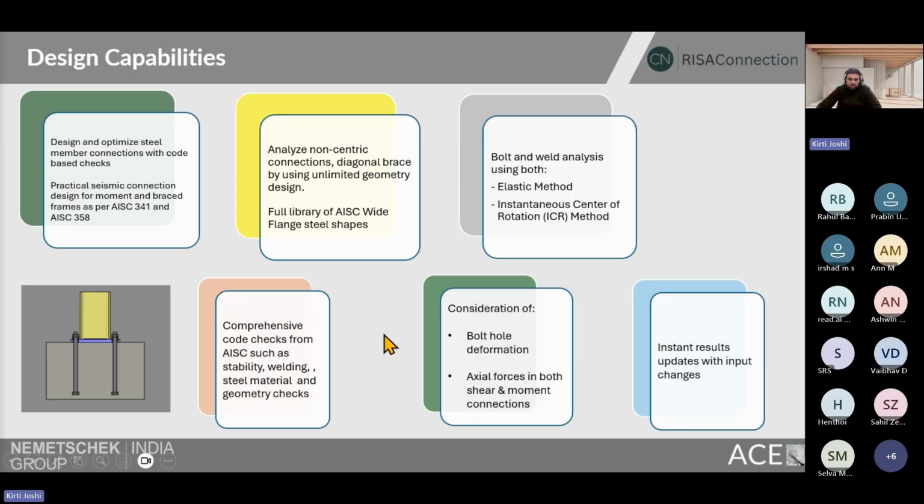The software considers effects such as bolt hole deformation and axial force in both shear and moment connections, which are often overlooked in manual calculations. With every design modification, the results update instantaneously, which allows engineers to quickly converge on connections that are not only code compliant, but also practical for fabrication or site execution.